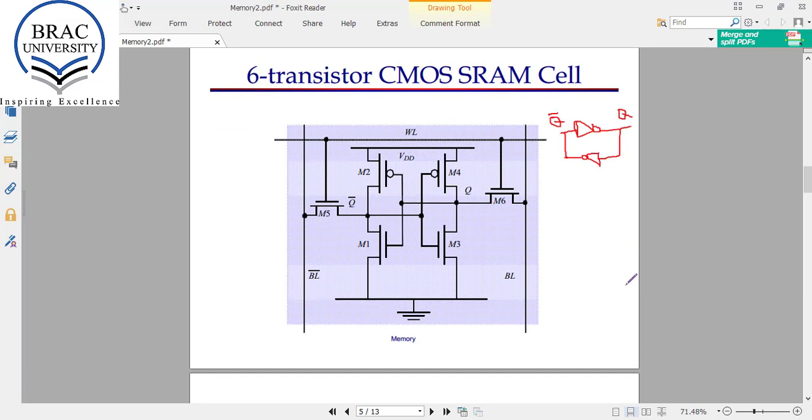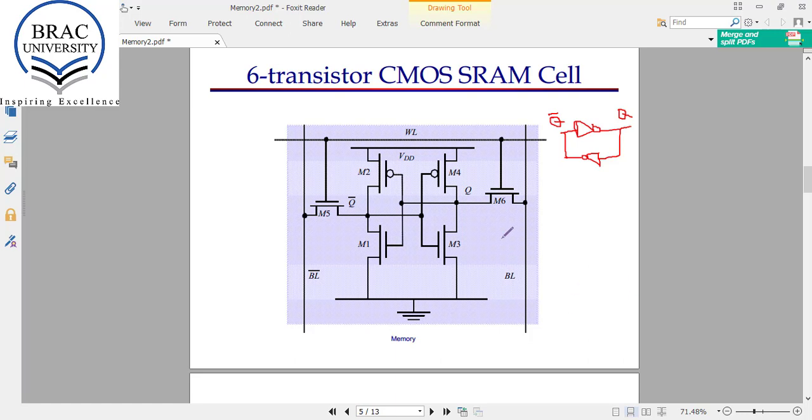This is the structure of a 6 transistor CMOS static RAM cell. So this can store 1 bit of data. Now we will see how it operates and how we can read or write data from this cell. First we will see how we can read data from this cell.